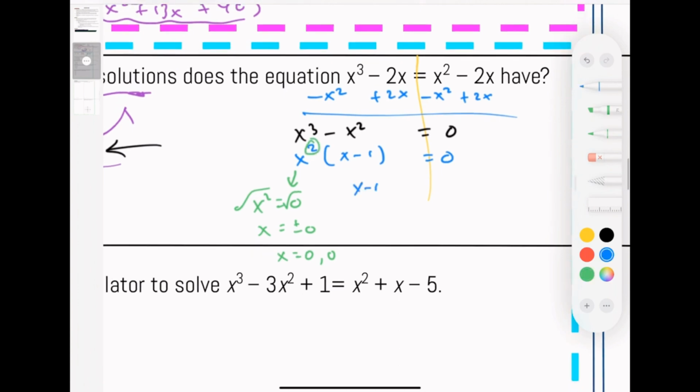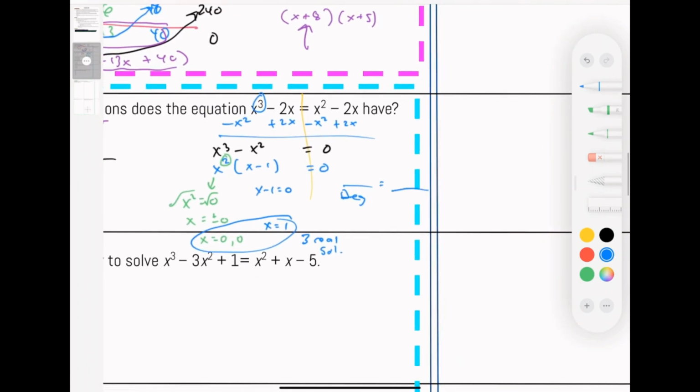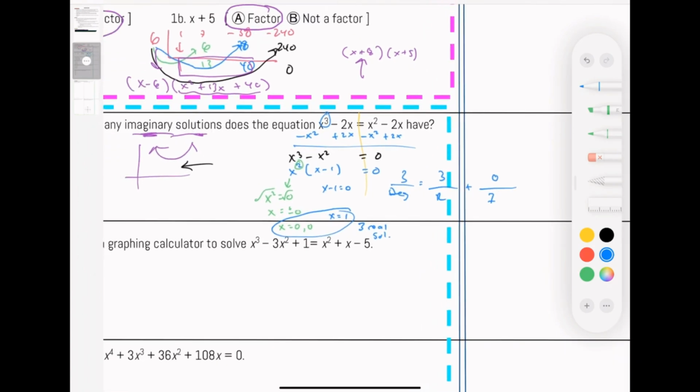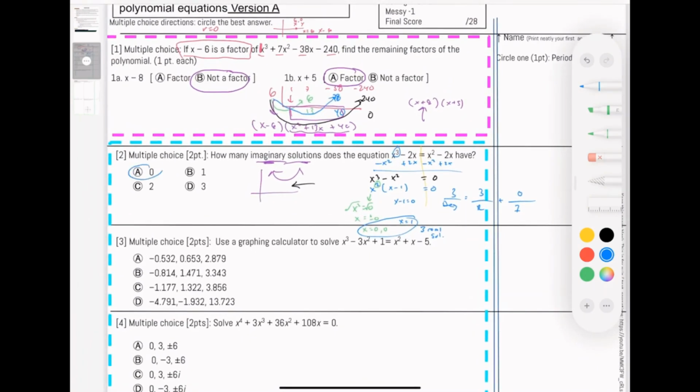And then same thing here. So those are 3 real solutions. And this is a 3, so the degree equals the reals plus the imaginary solutions. So I have 3, that was 0, that would have to be 3. So in that case, I have 0.